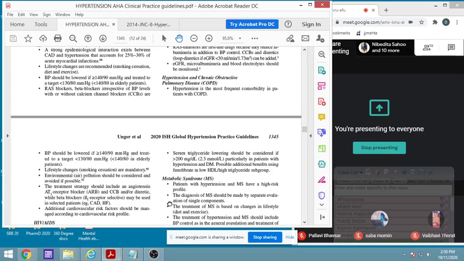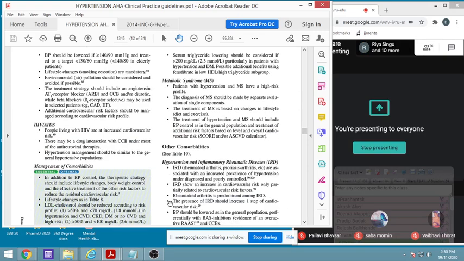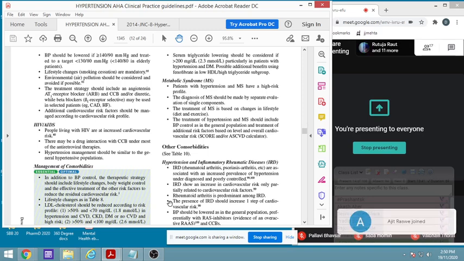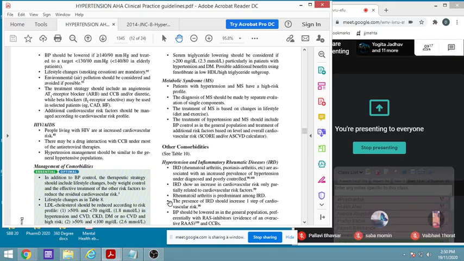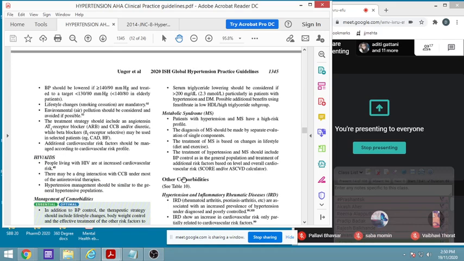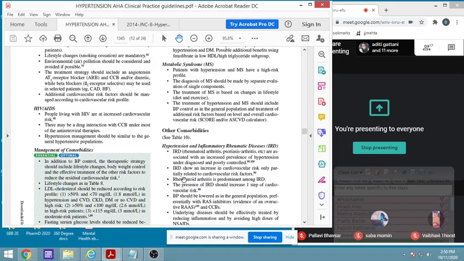Then in HIV AIDS also we can have CCBs. We cannot use CCBs there because there may be many drug interactions with the CCBs, and treatment should be similar to general hypertensive populations. So these are the situations, and simultaneously we can check other diagnostic activities, and accordingly decide what we can give. So there are many such situations, and accordingly we can go for that.